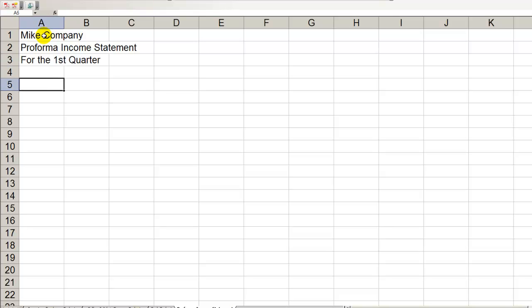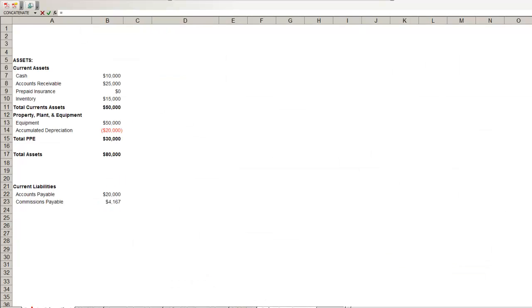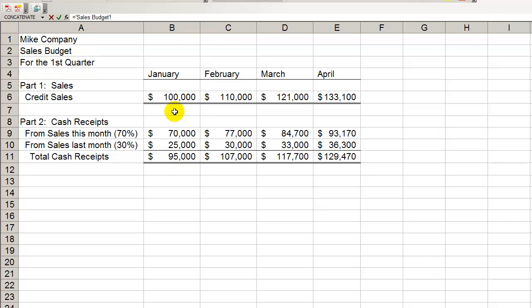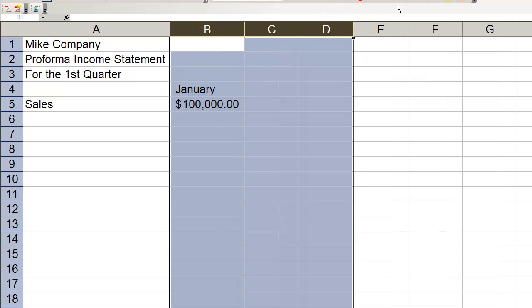With any income statement, we always start with sales. And of course, we've already calculated our sales from the sales budget. So we're going to link to our sales budget. Our January sales, total sales were 100,000. Let me just format these cells.